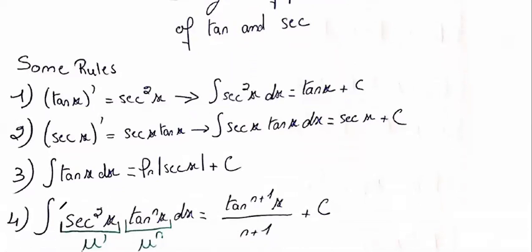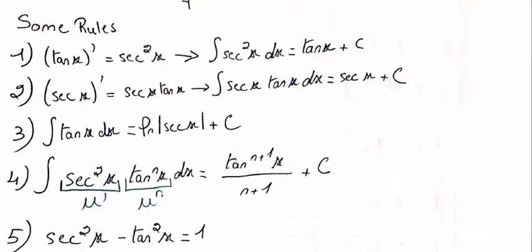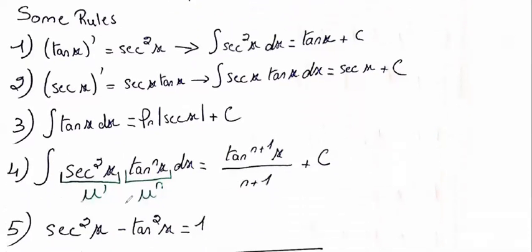Rule number 4 is that the integral of secant squared multiplied by tangent to the power n x dx would be tangent to the power n plus 1 x over n plus 1, because the derivative of tangent is secant squared, which means this integral is of the form u prime u to the power n, which is u to the power n plus 1 over n plus 1. And the last rule that we are going to use is that secant squared minus tangent squared equals 1.